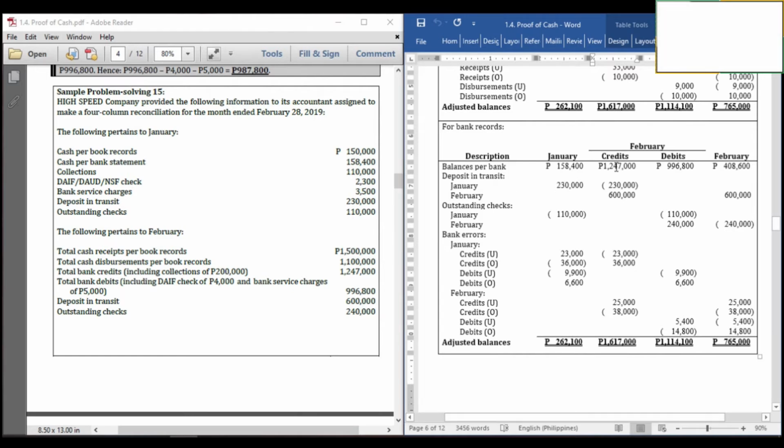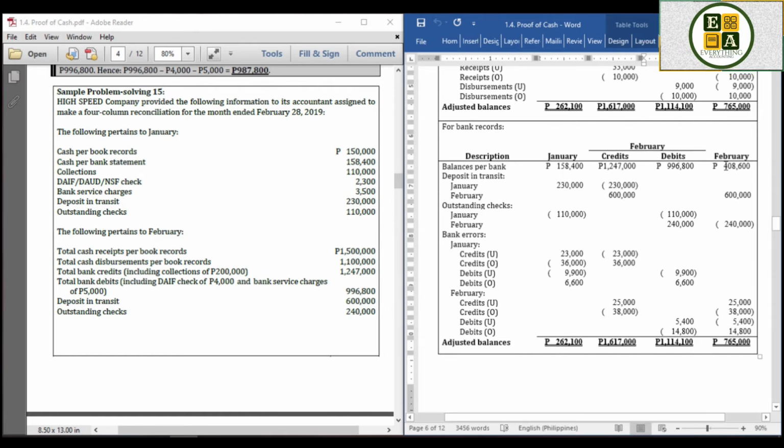isasama dito. Okay? Then next, we have total bank debits. Yung total bank debits natin, 996,800. So yan ilagay dito. Tatanungin nyo ko ulit, bakit hindi dinideduct si DIFE check na 4,000 at saka si bank service charges na 5,000? Kasi nga, bank debits din yan. So, kasama dyan sa total bank debits na 996,800.